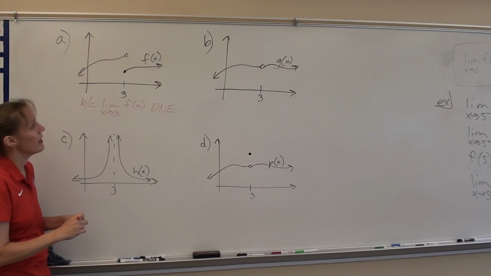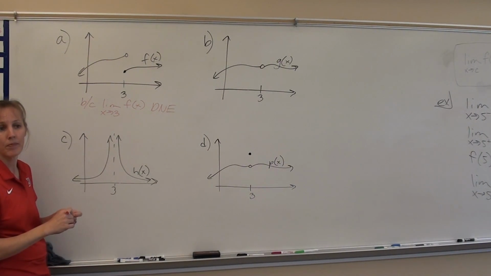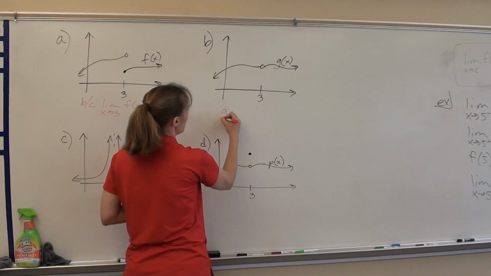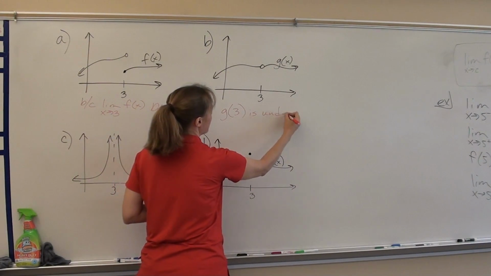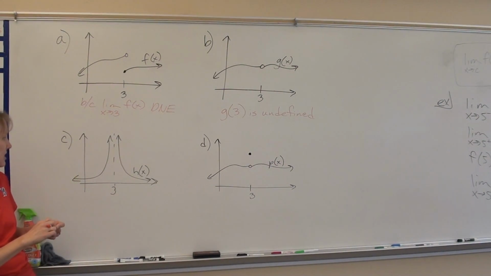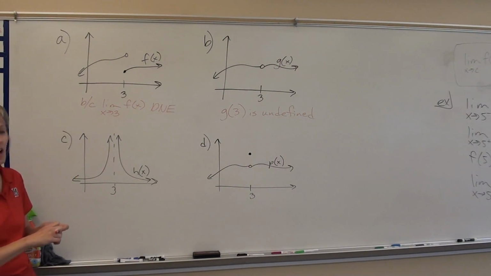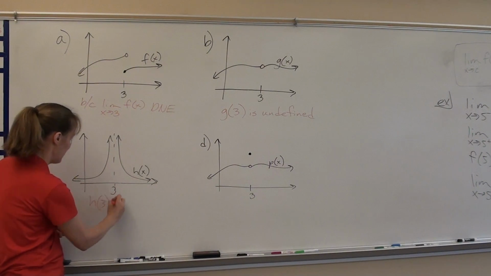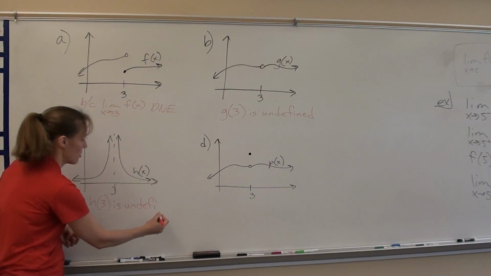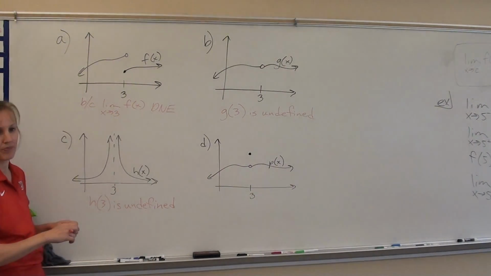All right, for letter B, is g of 3 defined? Is there a point there? No, so that's your answer. g of 3 is undefined. What about for letter C? The limit doesn't exist. Are we doing them correctly in order? What do we check for first? Is h of 3 defined? No, that's your answer. h of 3 is undefined. Now, if you wrote the limit as x approaches 3 of h of x does not exist, that would also be correct. But I'd like you to check them in order.